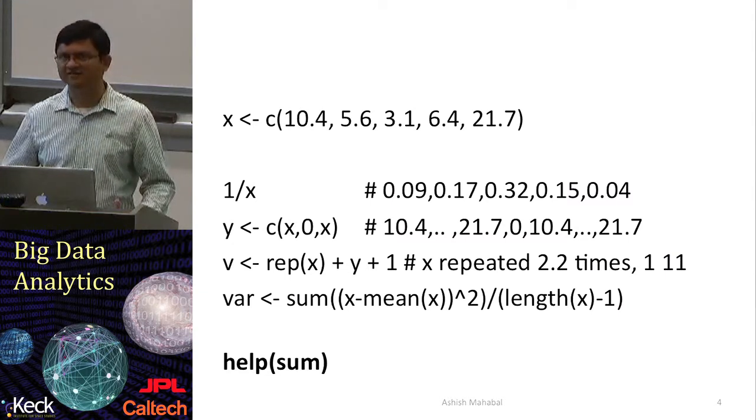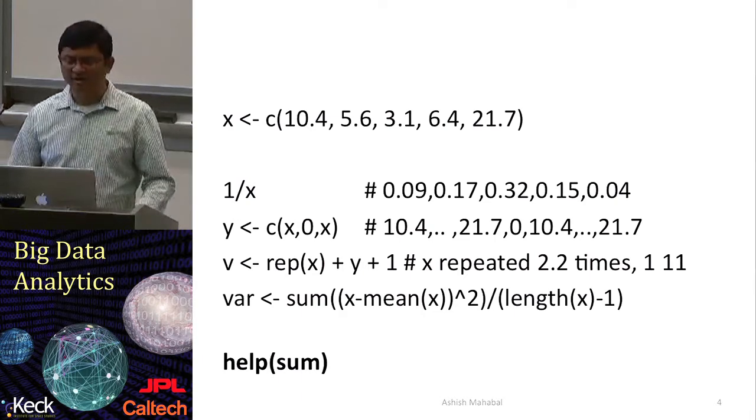In this case, y is 11, so it will repeat x 2.2 times, and then it will repeat 1 11 times. And so you now have 3 sets of 11 values, and those would be added as the first one with the first one and so on, and you'll get a vector v, which will again have 11 values.